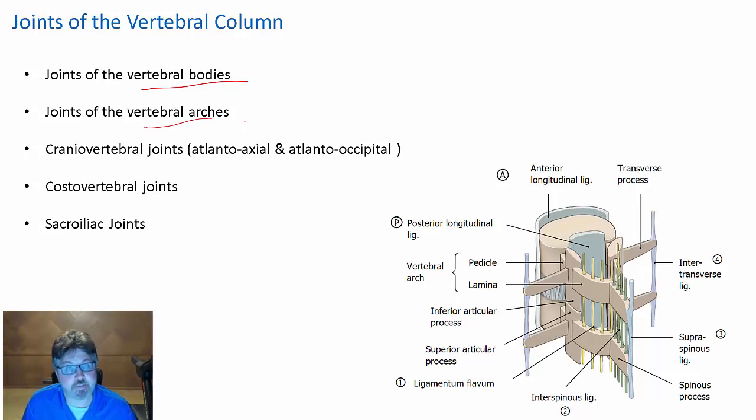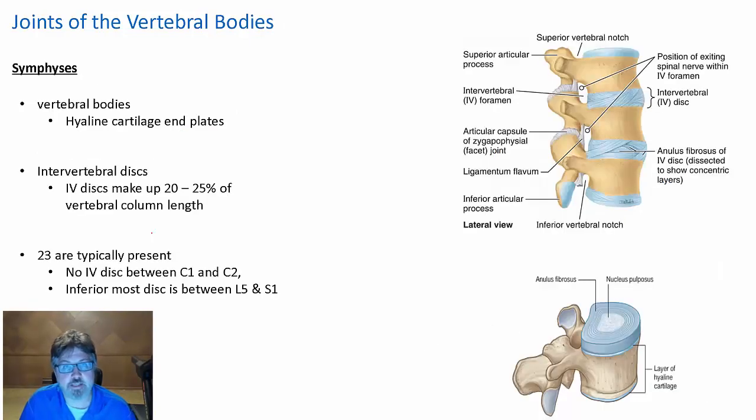We'll also introduce a couple of special joints, one that occurs between the atlas and the axis, and then another one that occurs between the atlas and the occipital condyles. Then we'll talk about the rib attachments, so the costovertebral joints are where the ribs are attached to the vertebral column. And last but not least, we'll talk about the sacroiliac joint and where the sacrum is connected to the pelvic girdle. Along with that, we'll talk about the ligaments that hold these joints together and bind the vertebral column into its long segment.